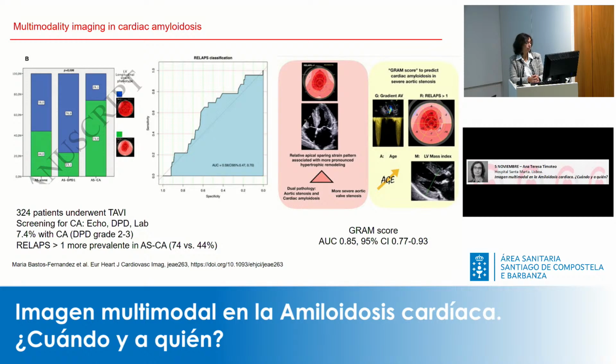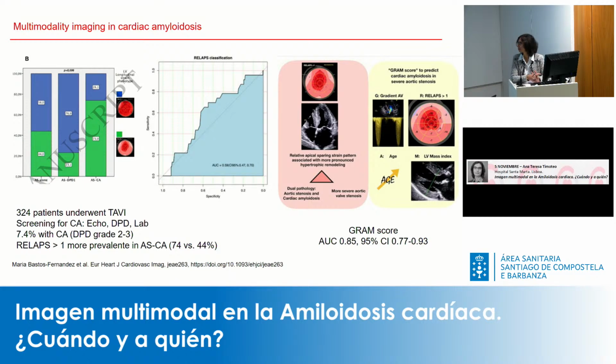But the relative apical sparing was more prevalent in patients with both aortic stenosis and cardiac amyloidosis, 70%, but still 44% of the patients without cardiac amyloidosis, with aortic stenosis alone, have this relative sparing. So this is really not very specific. And as I've shown in the previous slide, it can be reversible in most of the cases after treatment of the aortic stenosis.